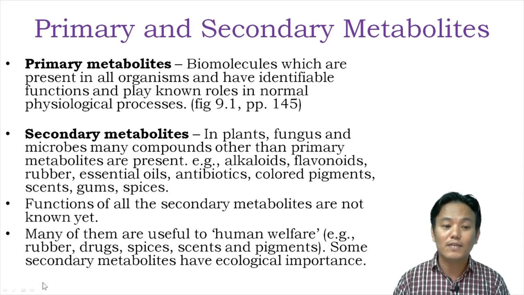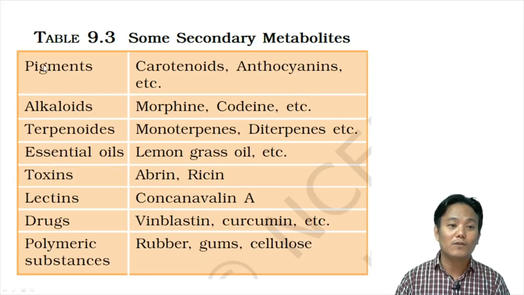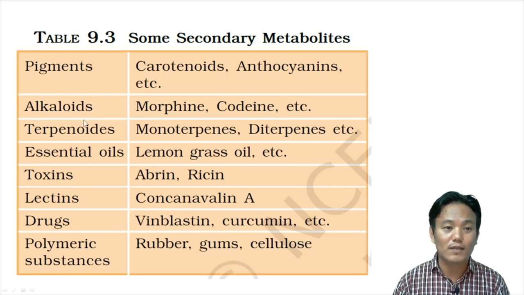And some secondary metabolites have ecological importance. Secondary metabolites include pigments, alkaloids, terpenoids, essential oils, toxins, lectins, drugs and polymeric substances. All these are secondary metabolites.